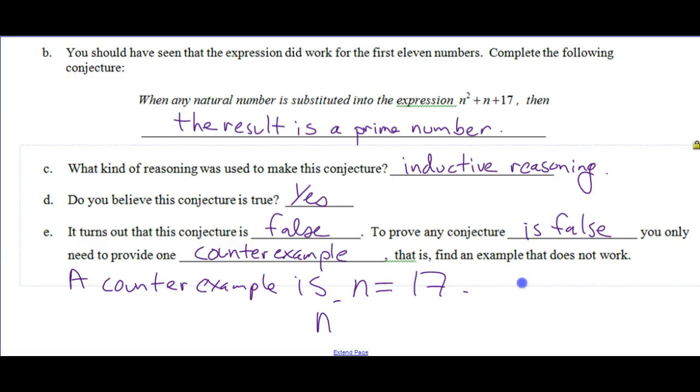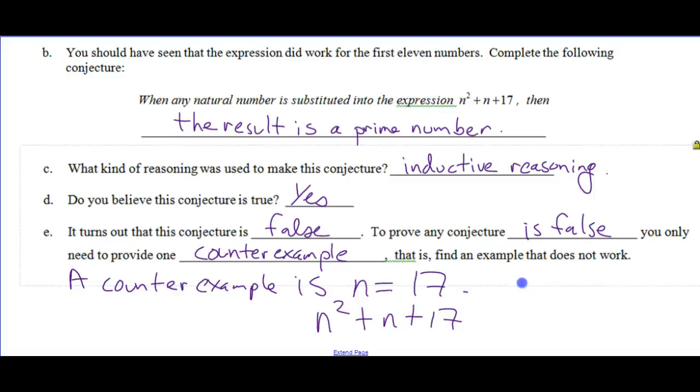Okay, so why? Think about it. We had n squared plus n plus 17, right? So if we use 17, that's a multiple of 17. And then to that, we're going to add 17. And then to that, we're going to add 17, right? So this is 17 times 17. That's 17 17s. This makes 18 of them. This makes 19 of them. So we end up with 17 times 19, and that's not prime.